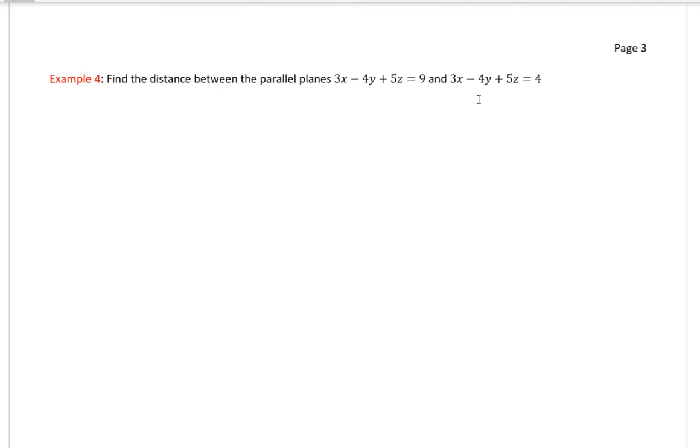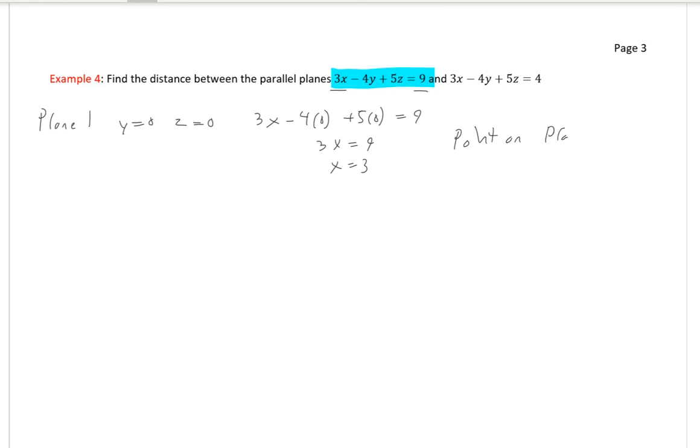So I can do that in a few different ways. I personally see that first equation, and I see that 3x and 9 match up pretty nicely. So if I set, for plane 1, y equals 0 and z equals 0 just to come up with a point on that plane, I should be able to solve and say 3x minus 4 times 0 plus 5 times 0 equals 9. Therefore, 3x equals 9 and x equals 3. So I now have a point on plane 1 as x of 3, y of 0, z of 0. So now I have a point to work with.